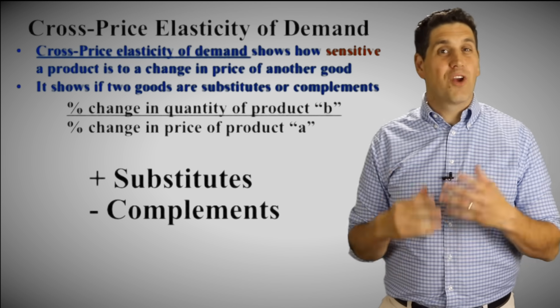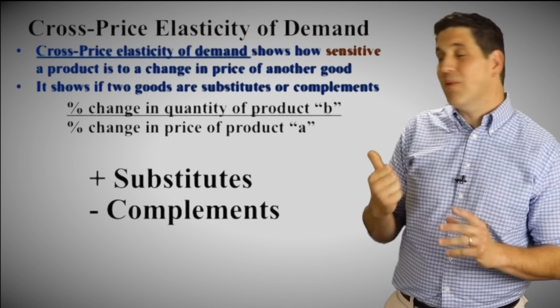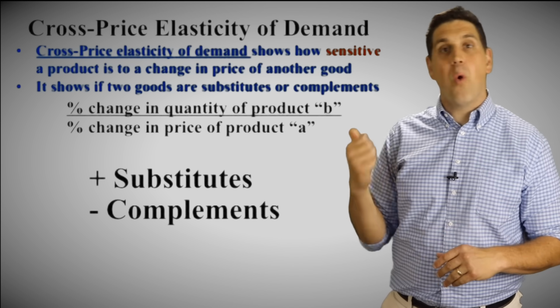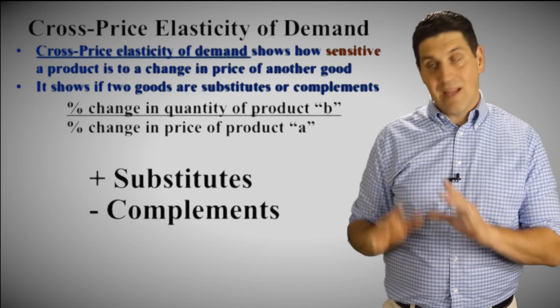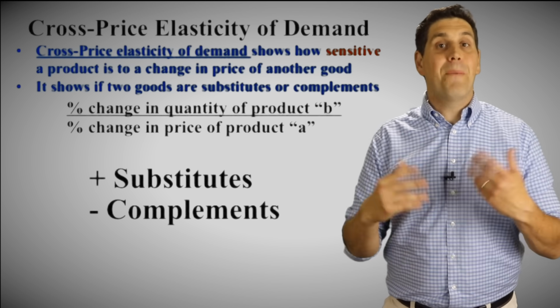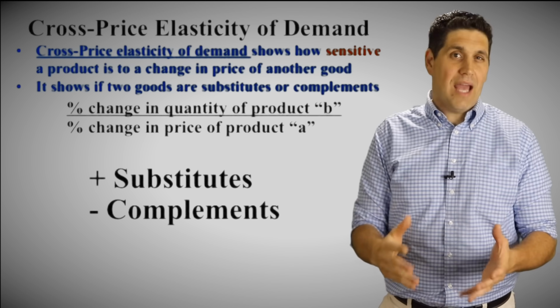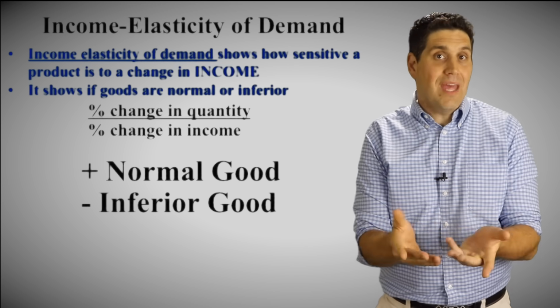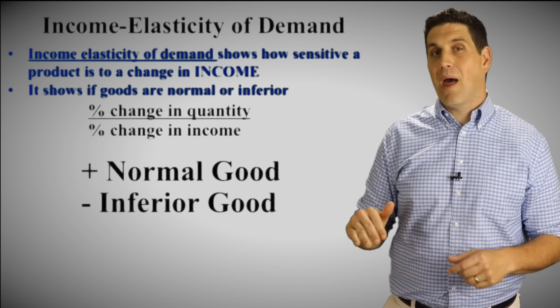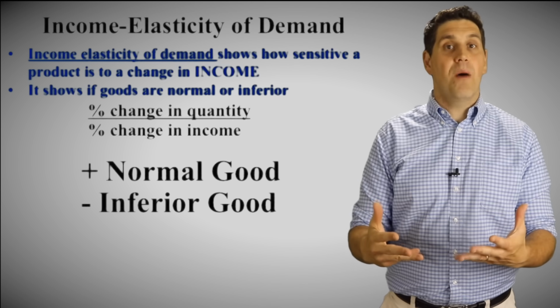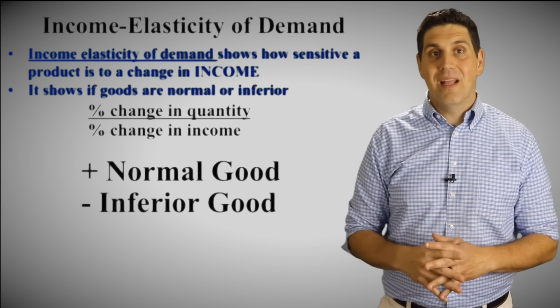Also, you should understand the idea of cross-price elasticity, which is the same kind of equation, but it's the percent change in quantity of one product relative to the percent change in price of a completely different product, and it tells you if they're complements or substitutes. A positive number means they're substitutes, a negative number means they're complements. There's also the income elasticity coefficient, which is the same idea except it's percent change in quantity divided by the percent change in income. A positive number means a normal good, a negative number means an inferior good.